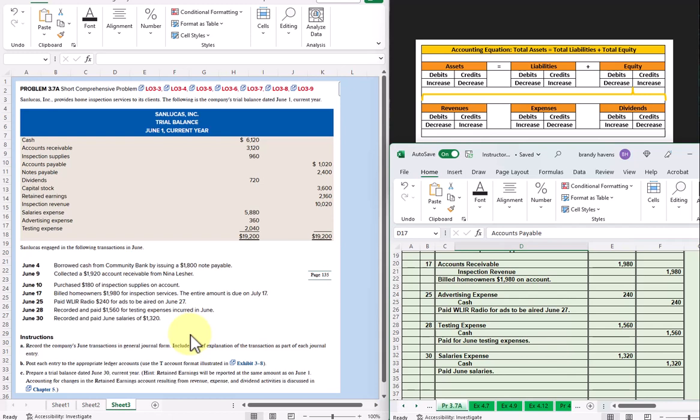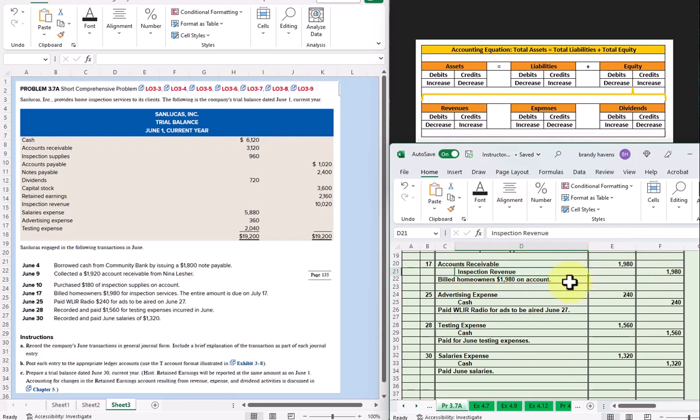So in this case, we need to increase accounts receivable and we need to increase revenue. Accounts receivable is an asset. To increase that, we're going to post a debit. So debit accounts receivable, $1,980. We also need to increase our revenue account. To increase a revenue account, we're going to post a credit. So the credit goes to inspection revenue.